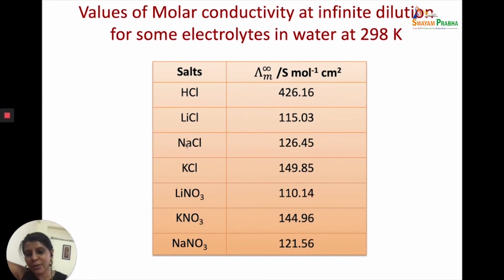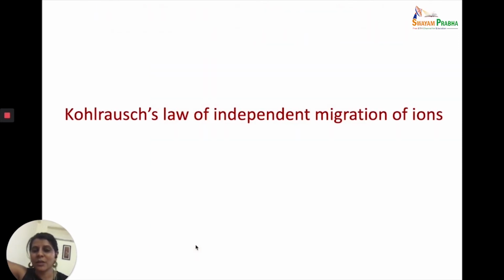Now just see, because HCl and NaCl or LiCl have the same Cl- ions, the difference is probably due to the cations only. And it is due to the cations. We are going to talk about this variation in detail later on. But this variation is because of the presence of H+ ions, which show something different as compared to other cations. Now let's look at Kohlrausch law of independent migration of ions.